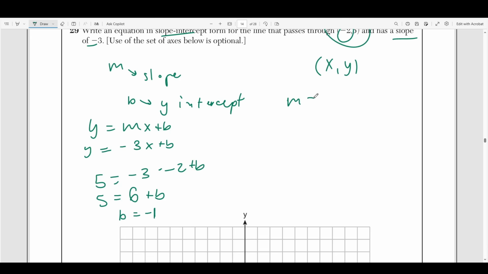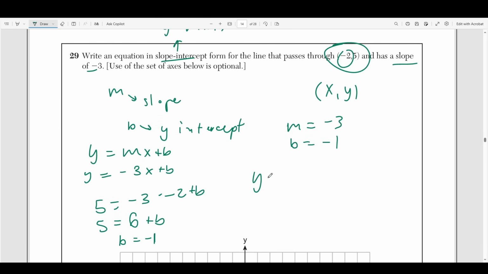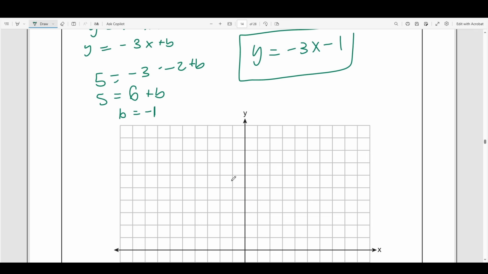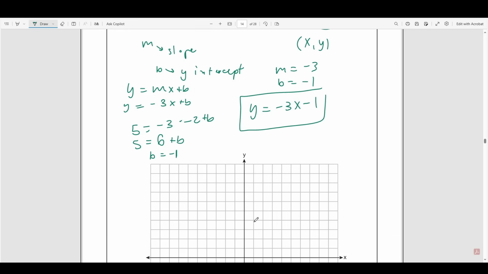Okay, so I know my m is negative 3. I know my b is negative 1. So if I combine everything together, I know that y is equal to negative 3x minus 1. Okay, so that's going to be my equation in slope-intercept form, and you did not need to graph this. Okay, so the use of these axes was optional.